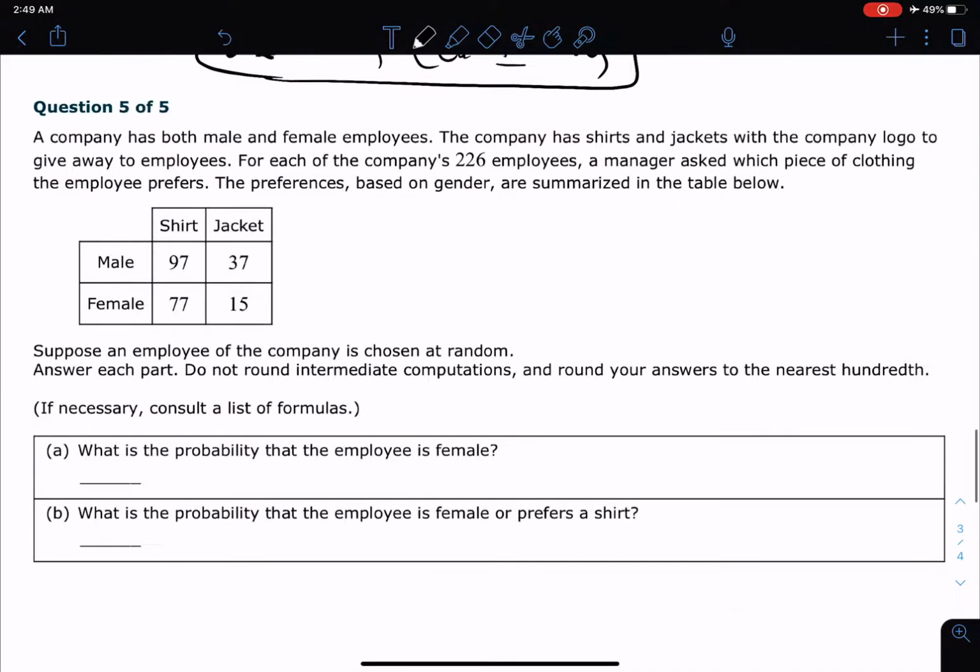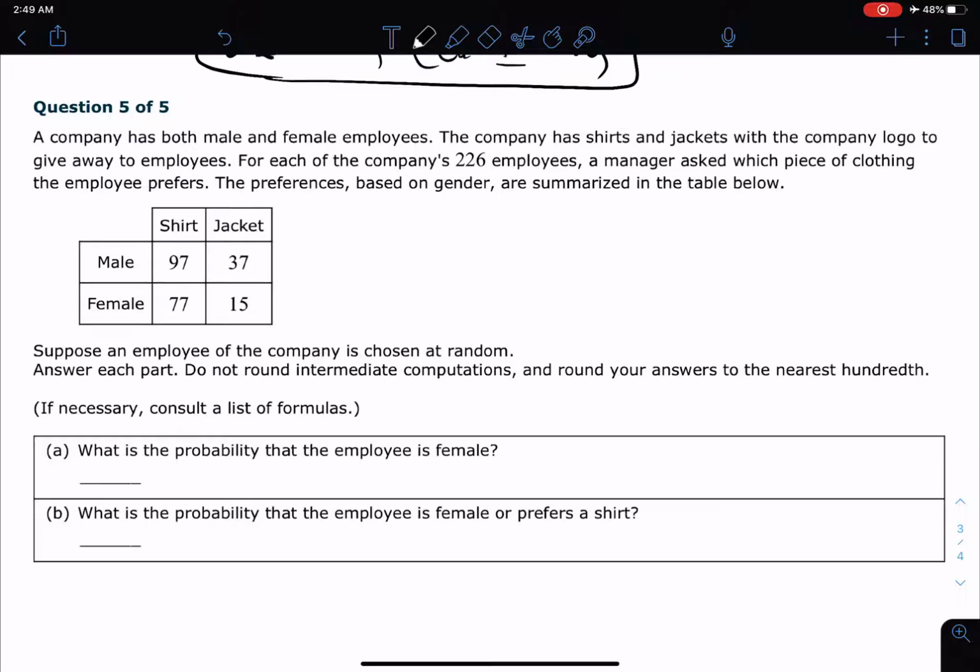Let's do our last problem, which is number 5. It says a company has both male and female employees. The company has shirts and jackets with the company logo to give away to employees. For each of the company's 226 employees, a manager asked which piece of clothing the employee prefers. The preferences are based on gender and summarized in the table below.